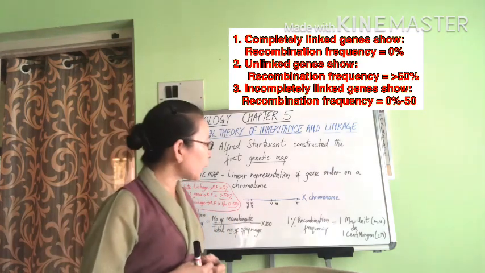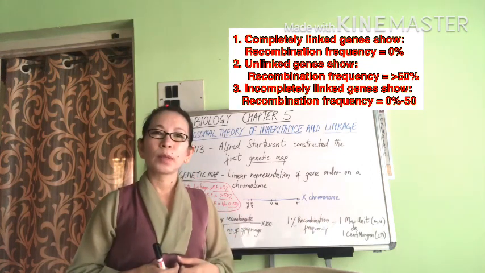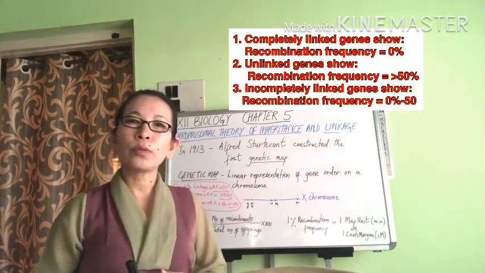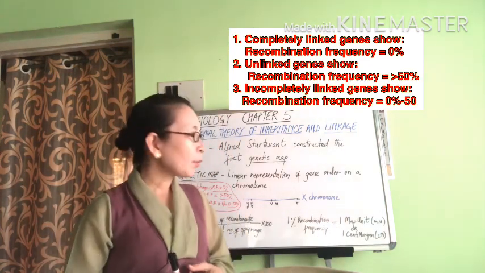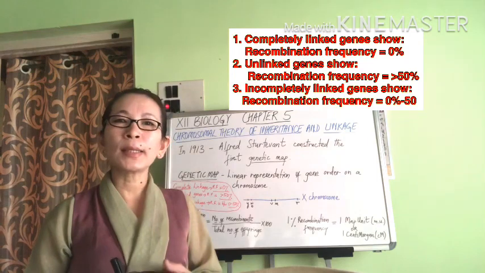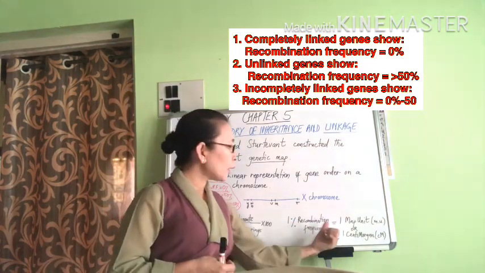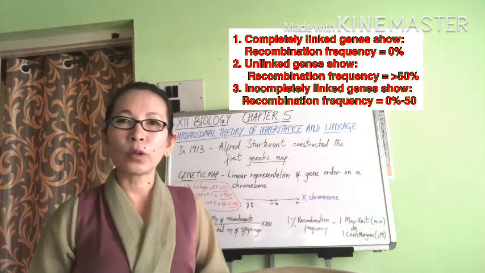He expressed relative distance in map units. Sturtevant considered 1% recombination frequency as equivalent to 1 map unit. A map unit these days is also called a centimorgan. So 1% recombination frequency was considered equivalent to 1 map unit or 1 centimorgan.